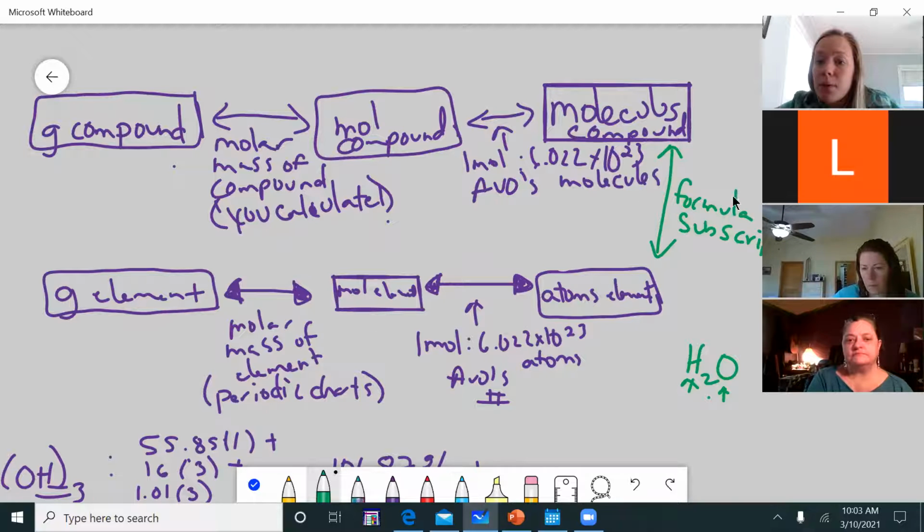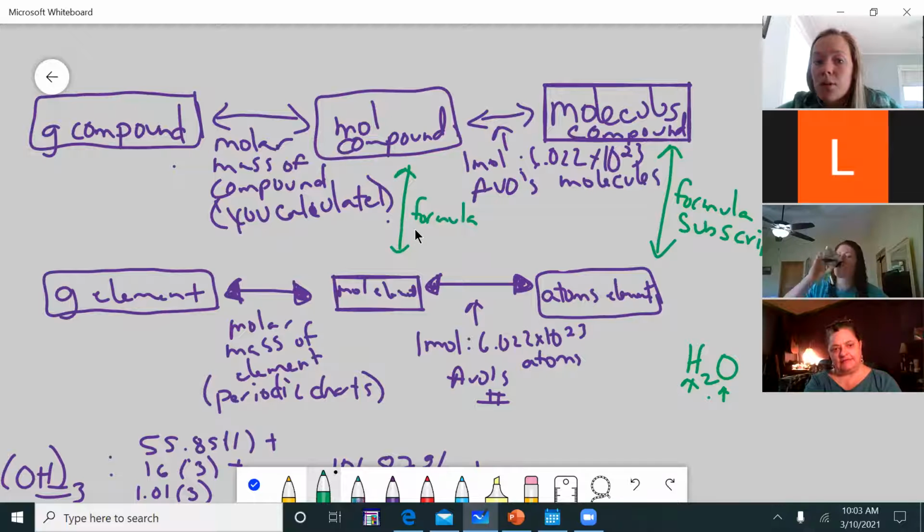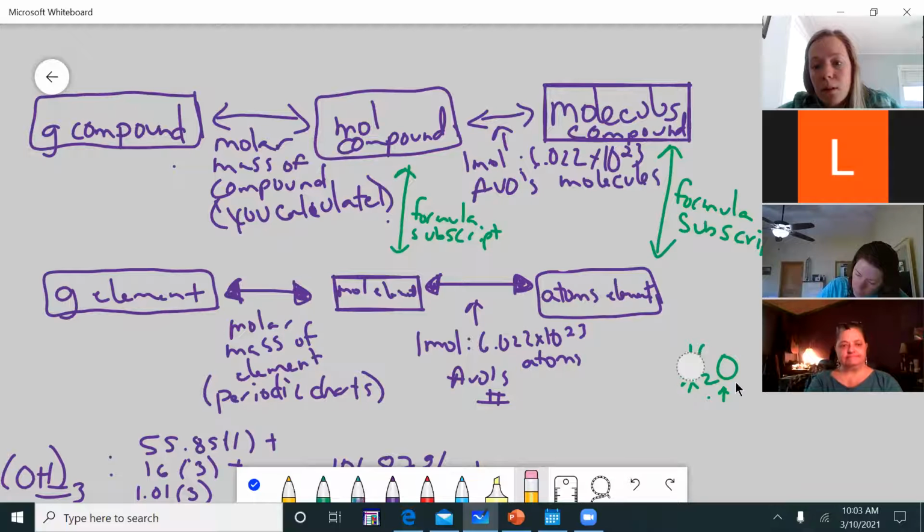This idea of the formula subscript also applies over here. So how do we relate a mole of a compound to a mole of an element? We also use formula subscripts. And I will show you a little bit more on that. So for now, just fill that in.